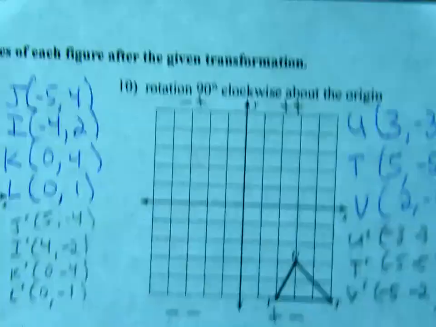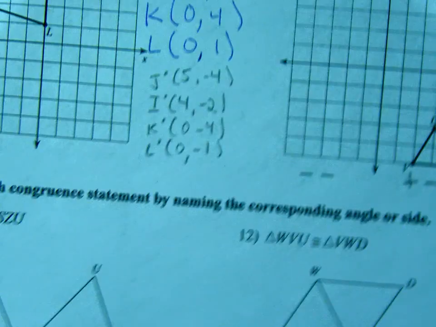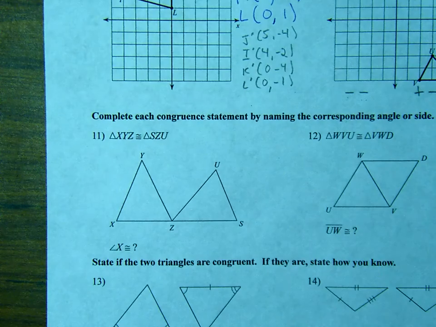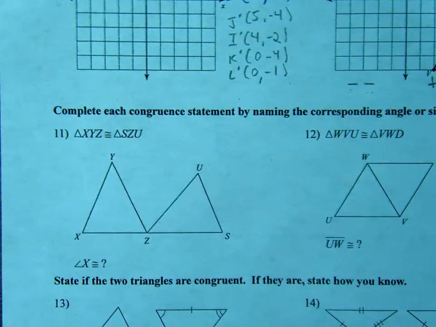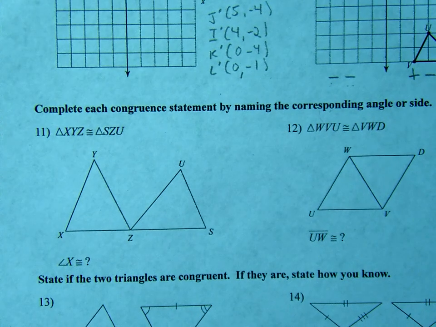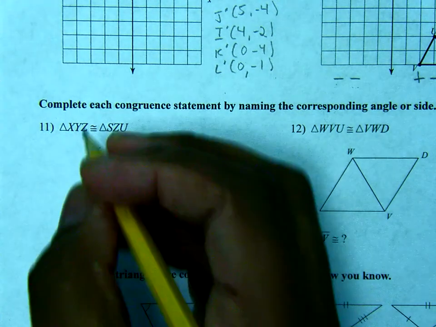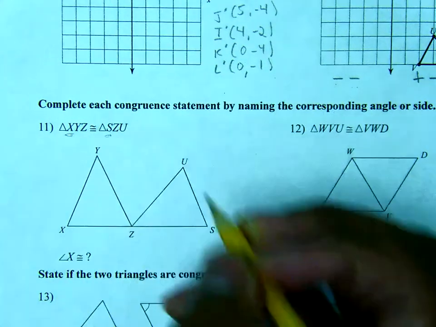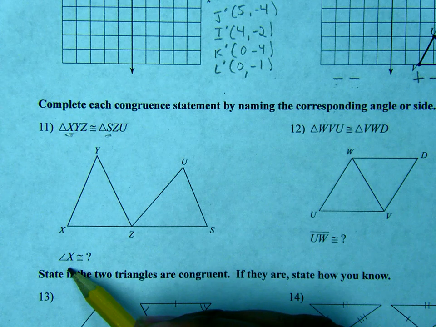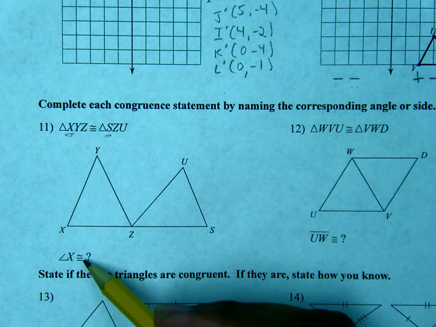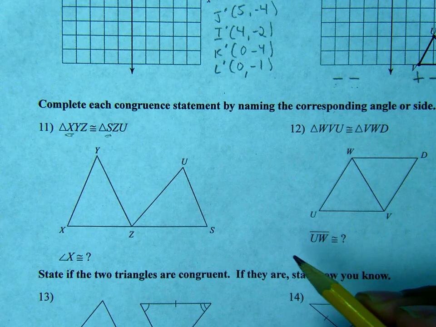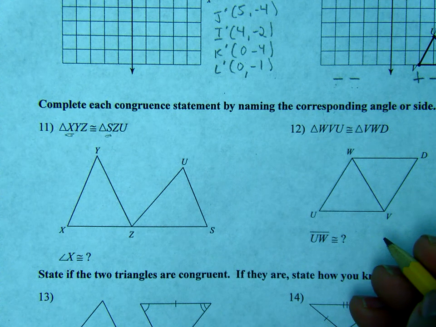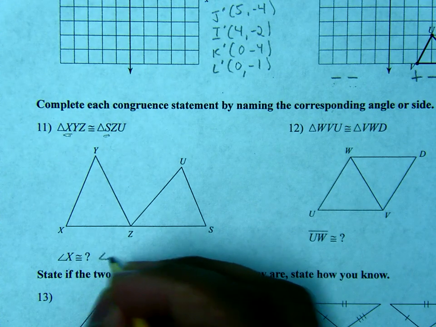All right, let's take a look. Number 11. Now, this is another congruency statement. We did one like this in the last video. Basically, what you want to do is match up your actual angle. We're looking for angle X here. We're finding the congruent corresponding part that goes with angle X, which is S. It's right in the same spot. So this is going to be angle S.